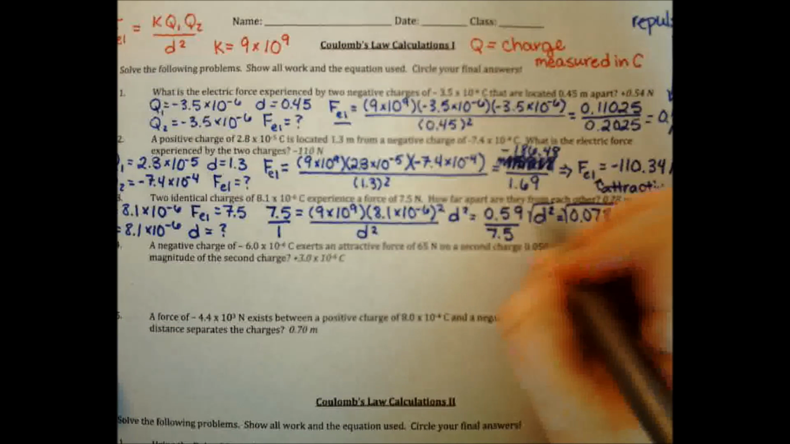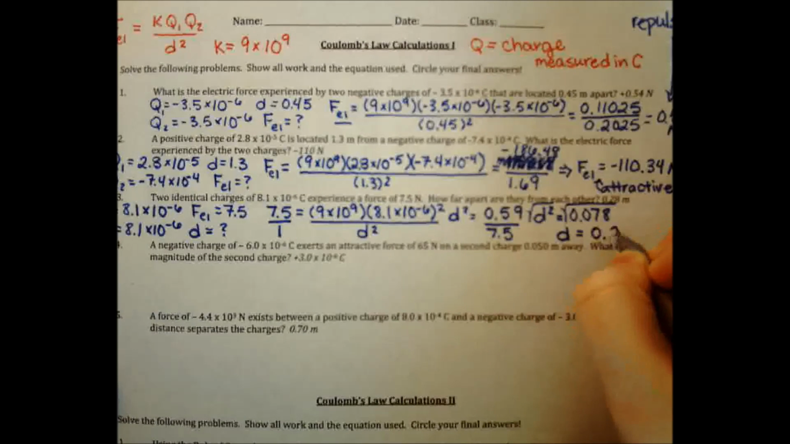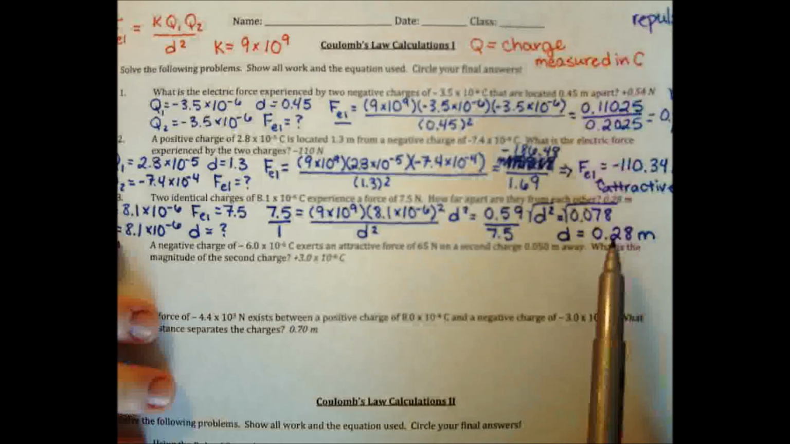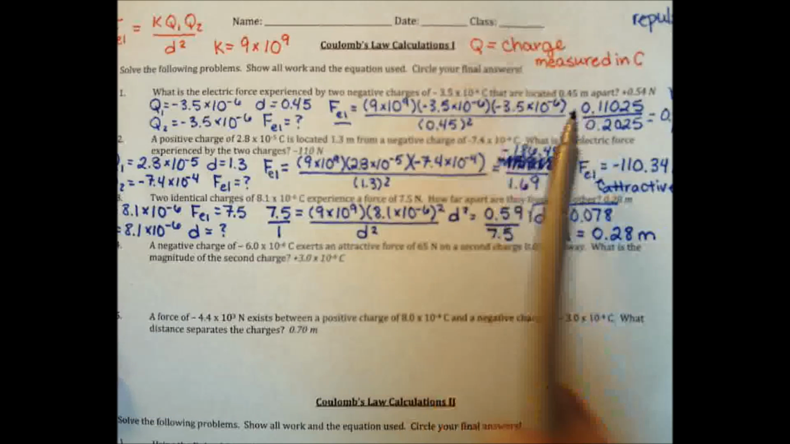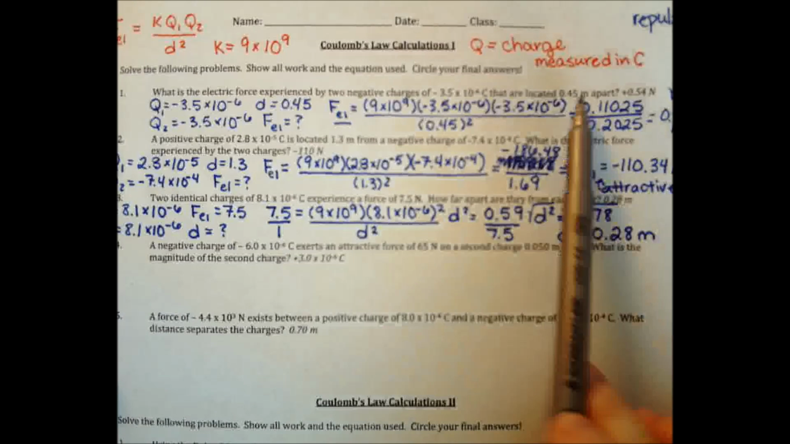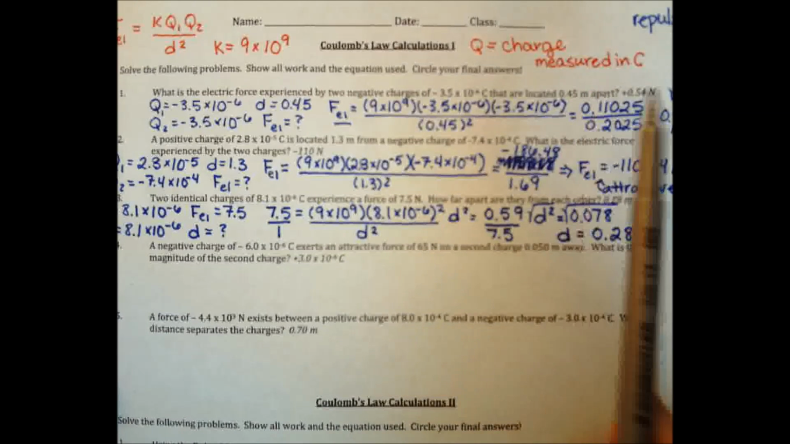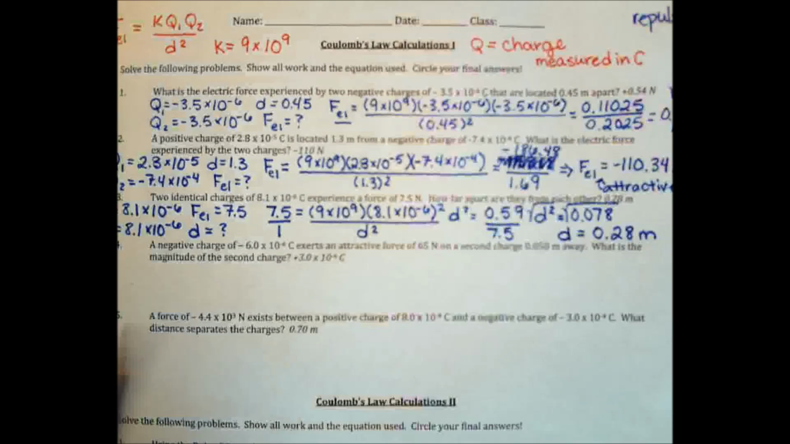Okay, so you take the square root of 0.078, and you get that your distance is 0.28 meters. That is, in fact, closer together than the 0.45 meters that these two were up here. It may not seem like a very big difference between 28 centimeters and 45 centimeters, but remember that the distance is squared, so distance matters a lot. That's why the force is so much larger.